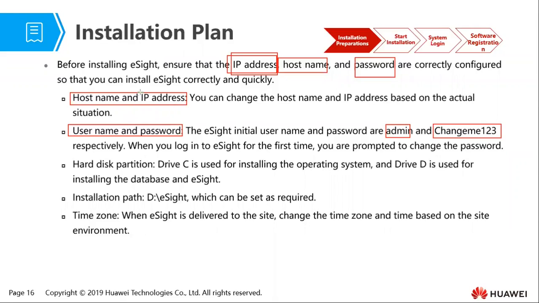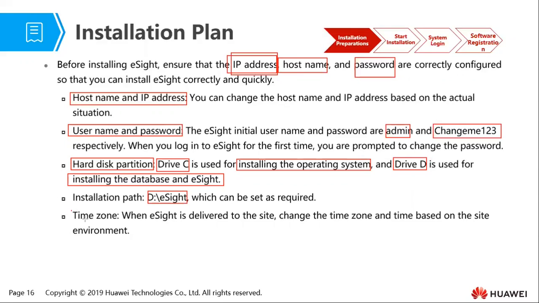123. Now the other important thing here is on the hard disk partition. You must have 2 hard disk partitions. So create one partition, for example, drive C, and the purpose for that partition is for installing the operating system. Then create another partition, for example, drive D, and the purpose of that partition should be to install the database and eSight system. So you see the installation path for eSight is going to be on drive D. Then it's going to create a folder called eSight.